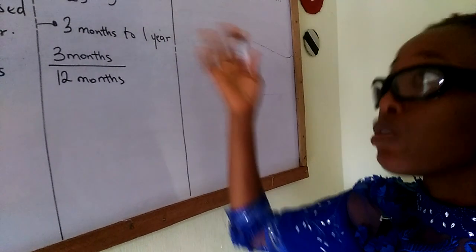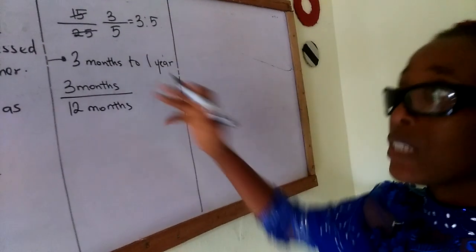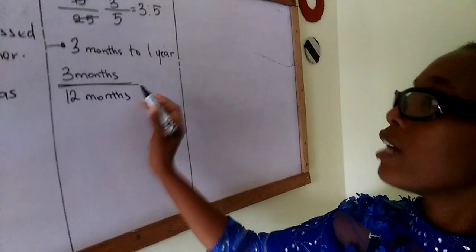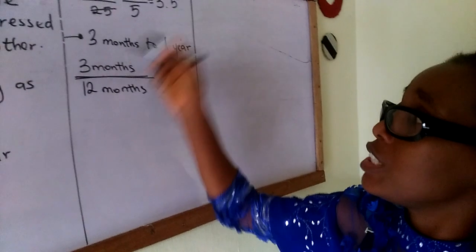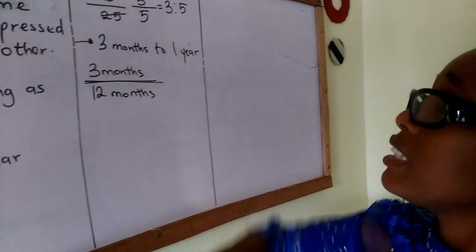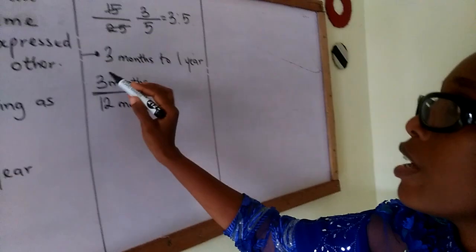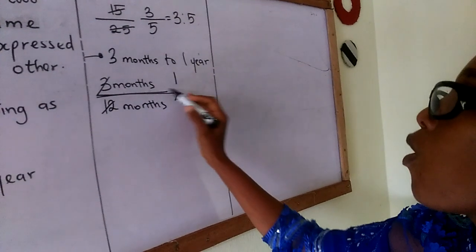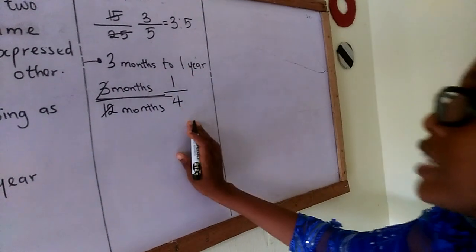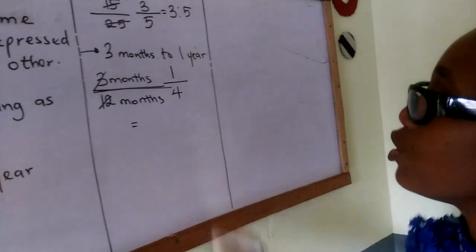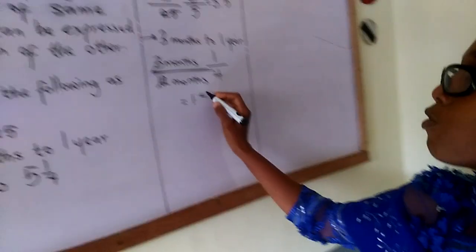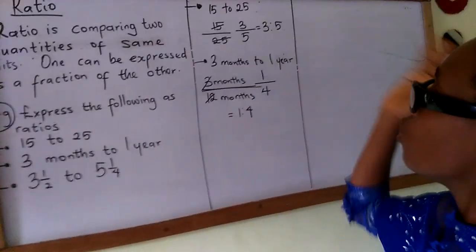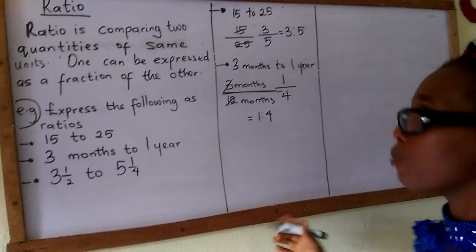That is, 12 months make 1 year. We have to make both of them to be the same so that they can easily communicate. So 3 months over 12 months. So we have a digit that can go into 3 and go into 12, and that digit is 3 itself. 3 here is 1, 3 here is 4. There is no other number that can divide this fraction. So our answer here in ratio is 1 ratio 4. We have expressed 3 months to 1 year to 1 ratio 4.